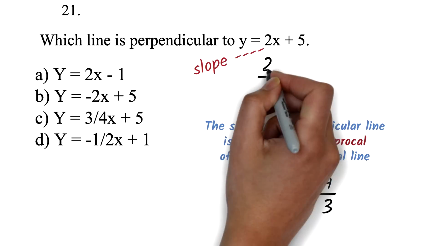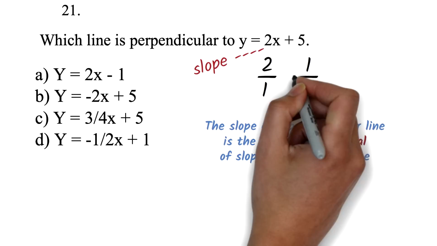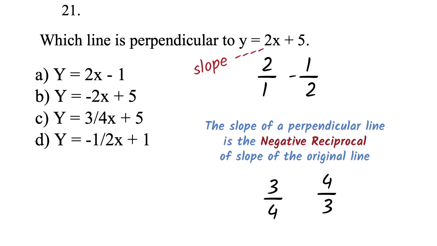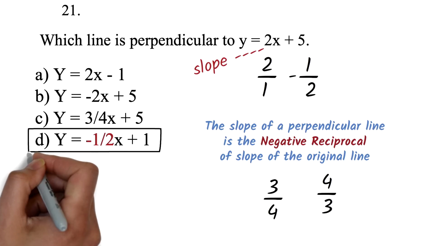2 is the same as 2 over 1. The reciprocal is 1 over 2. The negative reciprocal of 2 is therefore negative 1 over 2. We are looking for the answer which has a slope of negative 1 over 2. Choice D has the coefficient of the x to be negative 1 over 2. That means choice D has a slope of negative 1 over 2. This is the negative reciprocal of the slope 2 in the question. Therefore, it's perpendicular.